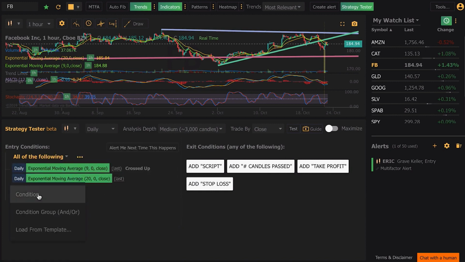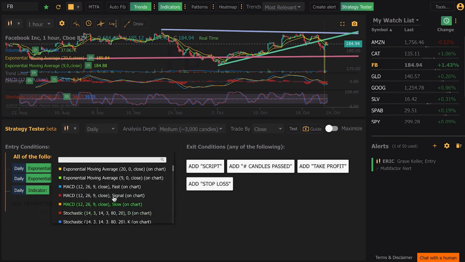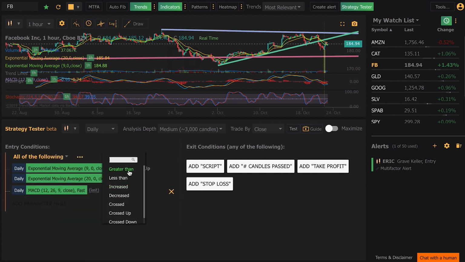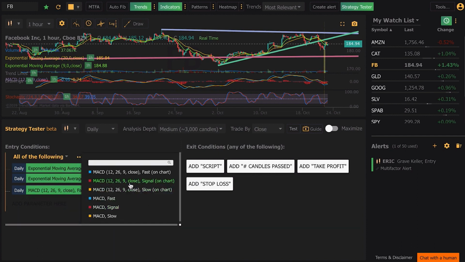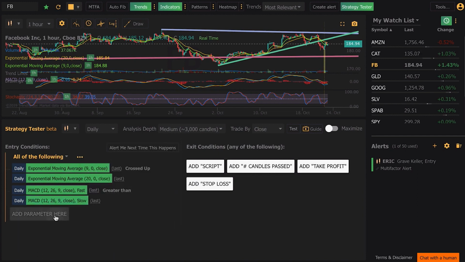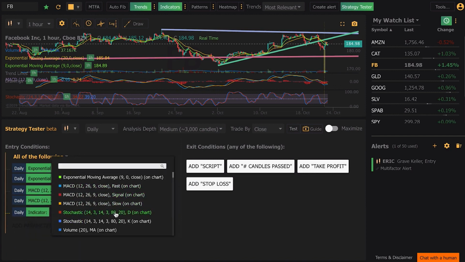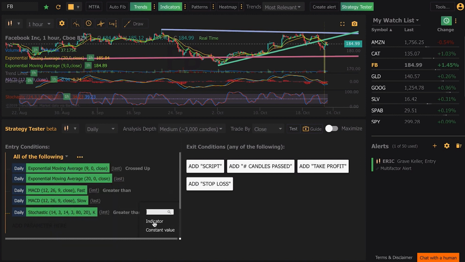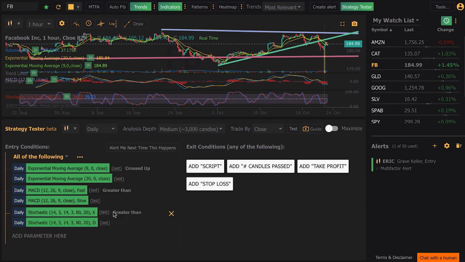You can go ahead and add another condition, right? We want to add that MACD condition, so my fast needs to be greater than my indicator slow. And then we can add a third condition. We can keep adding conditions to this, right? But I'm going to do a stochastic K needs to be greater than my indicator stochastic D. We could add a volume condition to this. We could add a candlestick pattern condition to this. We could backtest above average volume with a candlestick pattern. So really this strategy tester is unlimited.